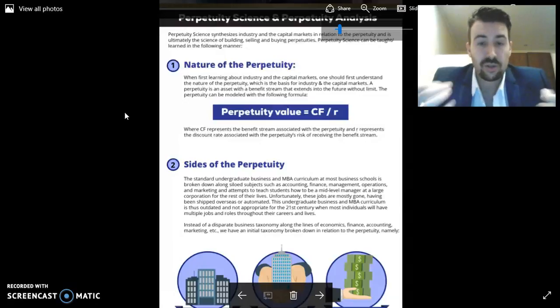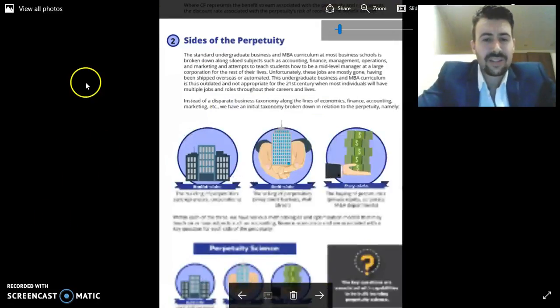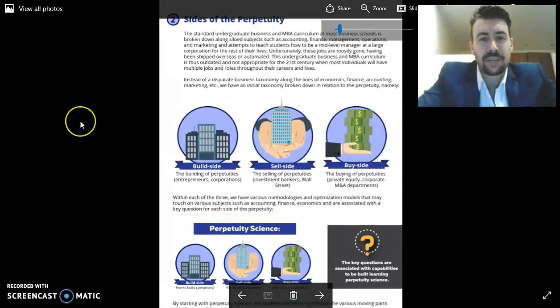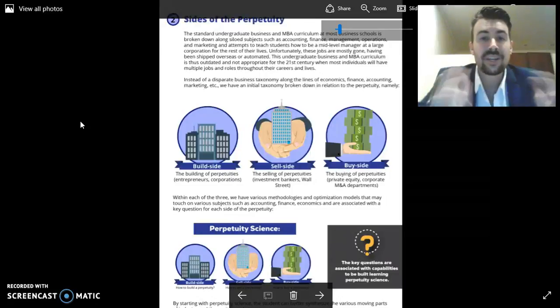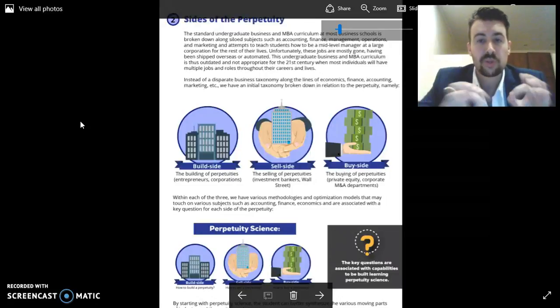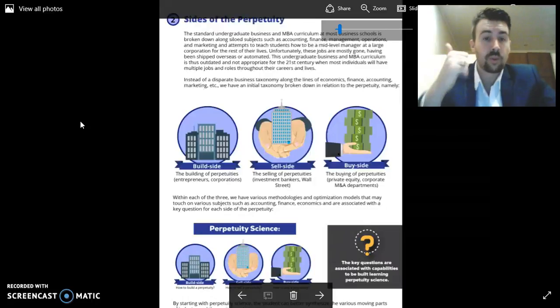And so this undergraduate business and MBA curriculum is thus outdated. And it's not appropriate for the 21st century when most individuals will have multiple roles and jobs throughout their careers and lives. So instead of a disparate business taxonomy along the functional lines, such as economics, finance, accounting, etc., we have an initial taxonomy broken down in relation to the perpetuity. Namely, number one, the build side, number two, the sell side, and number three, the buy side.